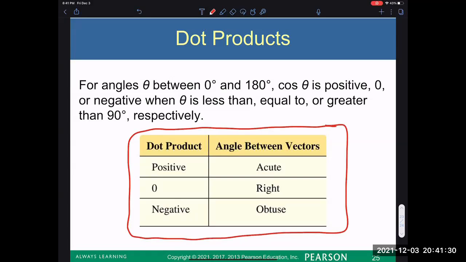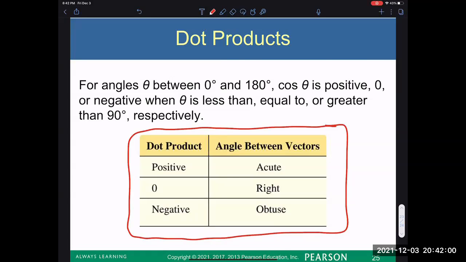So if we're talking about the angle between two vectors, then we know if the dot product is a positive number, that it will be acute, less than 90 degrees. If the dot product is 0, as we just saw in example 6b, then you have a right angle between the two vectors. And if the dot product is negative, that means the two vectors are spread apart by more than 90 degrees, between 90 and 180, and that's an obtuse angle between the two vectors.